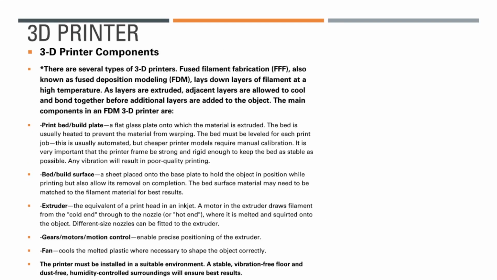3D print components. There are several types of 3D printers. Fused filament fabrication, FFF, also known as fused deposition modeling, FDM, lays down layers of filament at a high temperature. As layers are extruded, adjacent layers are allowed to cool and bond together before additional layers are added to the object. The main components in an FDM 3D printer are print bed/build plate, a flat glass plate onto which the material is extruded. The bed is usually heated to prevent the material from warping.